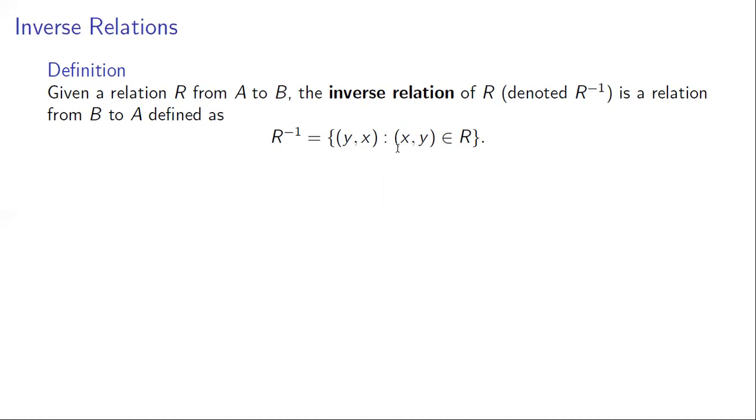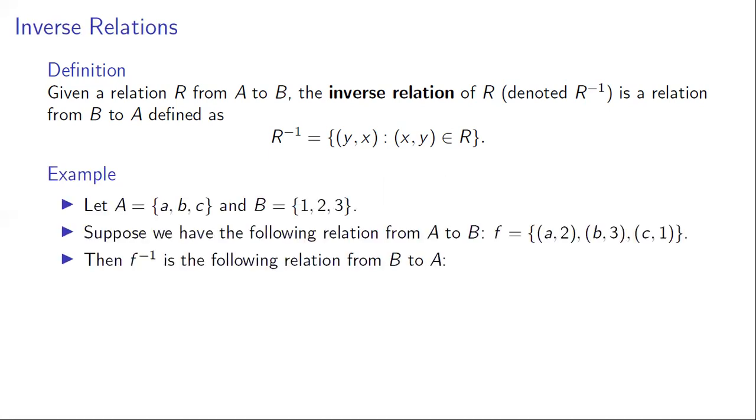So again, what's R? R is a set of ordered pairs. You take all those ordered pairs, flip each of them around, and that gives you the set of ordered pairs that is R inverse. So for example, let's say we have these two sets A and B, and suppose we have the following relation from A to B. We'll call it F. We'll say F equals this set of ordered pairs. This is a relation from A to B.